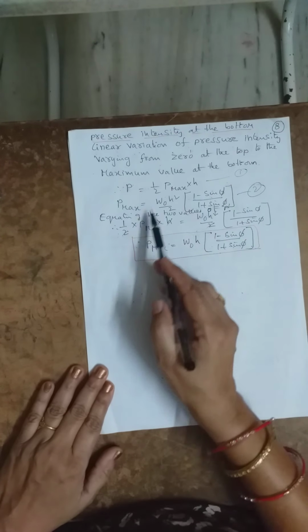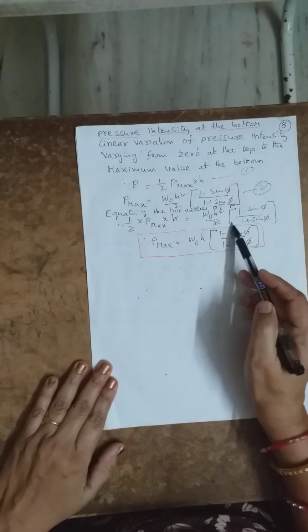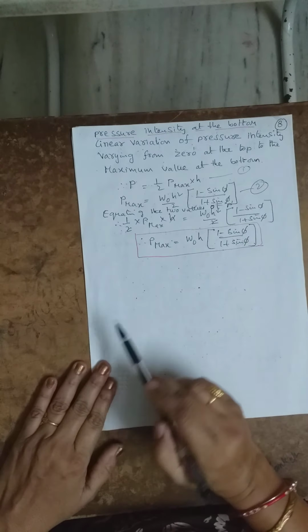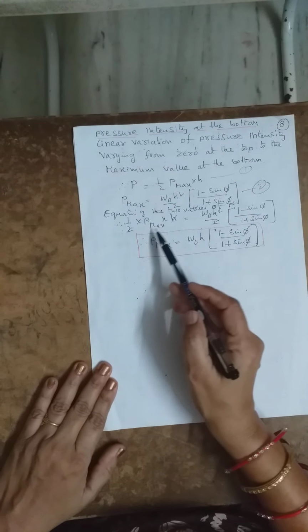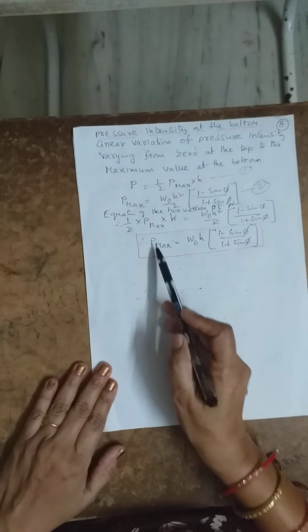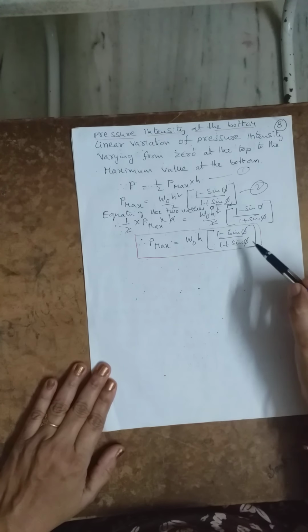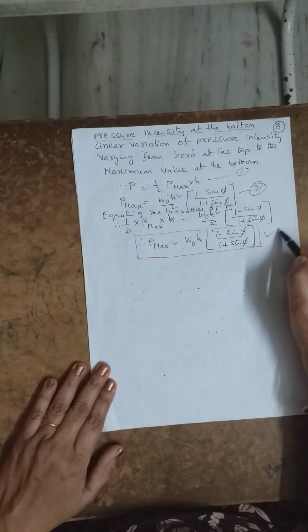So if we equate these two, half P maximum into H is equal to WOh²/2 into (1 − sin φ)/(1 + sin φ). It will be simplified in this manner, here h, here h. So P maximum is equal to WOh into (1 − sin φ)/(1 + sin φ).